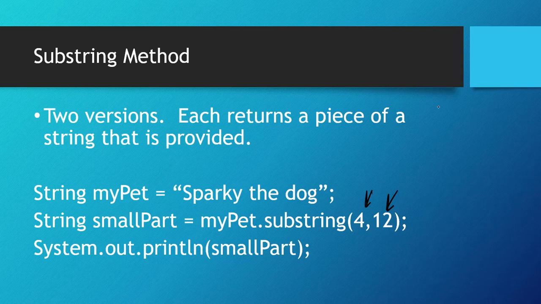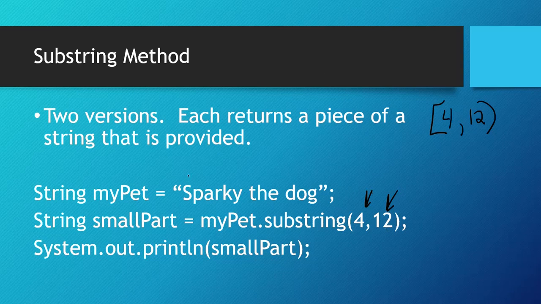So for those of you that have taken upper level math, I would say it's a bracket on 4 and a parenthesis on 12, okay? This is the way that I would represent this. The way I always think is I start at 4 and I go to 12, but not take that index.